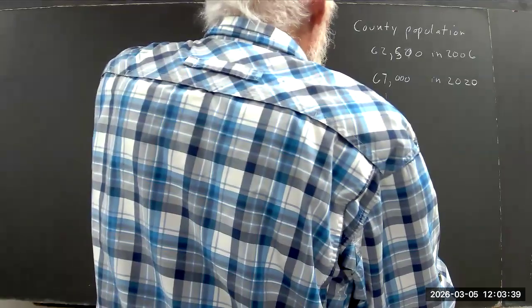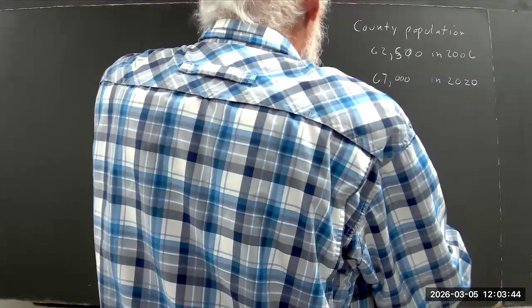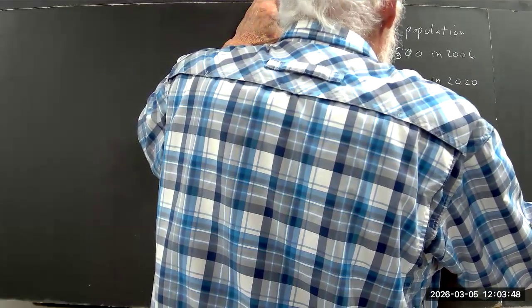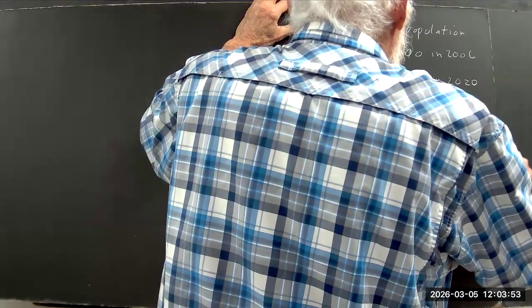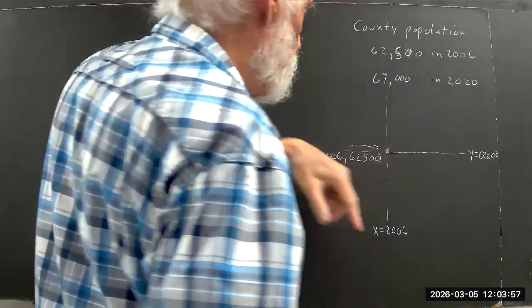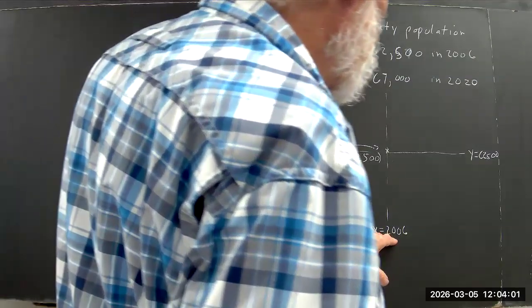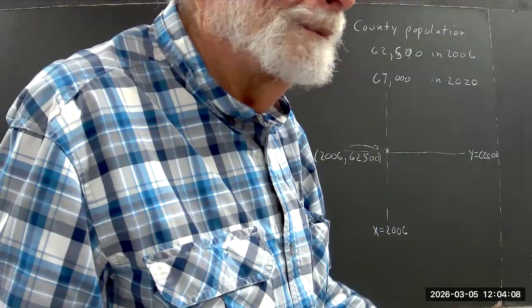lies on the line x equals 2006, and the line y equals 62,500. Might be hard to read, but you understand. That's the y coordinate. Okay, if the line x equals 2006 is here, where's the line x equals 2020? Well, it's over here.